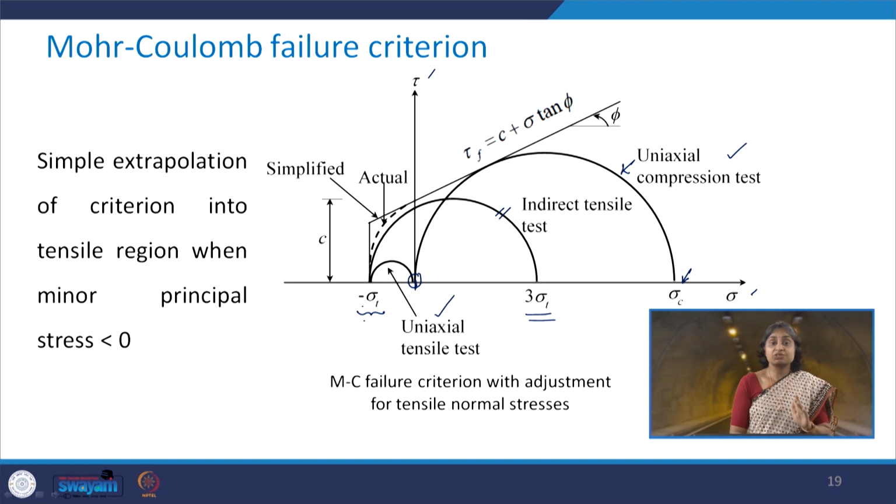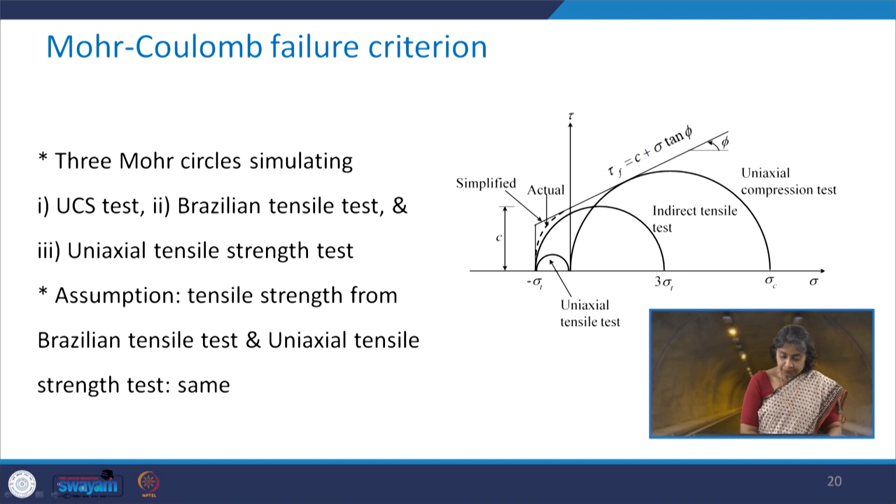So, in the case of rocks, there is a tensile strength available. However, in the case of soils, there is no tensile strength. So, in order to represent that, the Mohr-Coulomb failure criterion was extrapolated onto this side. That means it is extrapolated in the tensile region, where the minor principal stresses are less than 0, as you can see for this circle and this circle.